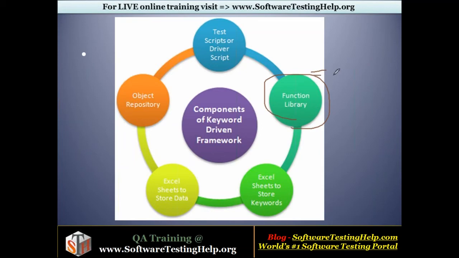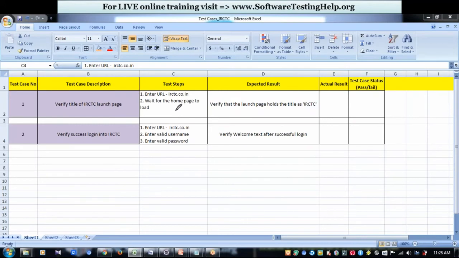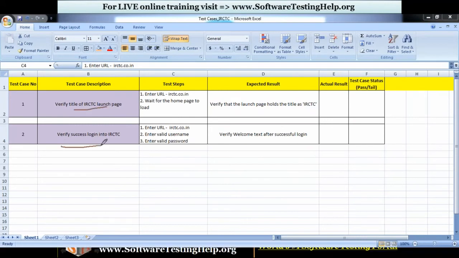So this is where we define all our actions. My example is this application, which has two test cases. Normally, when you design a framework, you will definitely have a minimum of 50 test cases. So I'm just taking a simple example with two test cases.